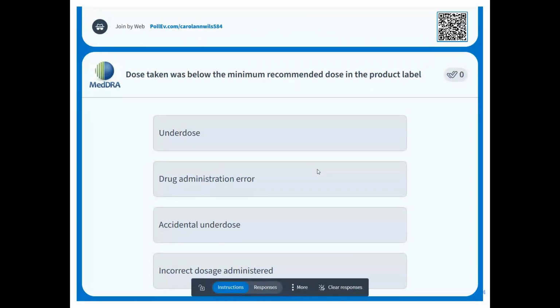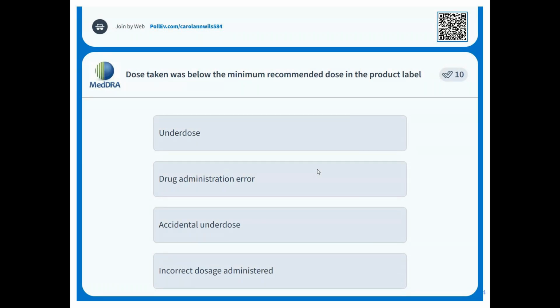So now it's your turn again. Based on what you've just heard, how would you code this reported incident? Dose taken was below the minimum recommended dose in the product label. Can we consider this an underdose? Remember the concept description for underdose that we just saw in the MedDRA browser. Which LLT would you select for this verbatim? Underdose, drug administration error, accidental underdose, or incorrect dosage administered? What would you do?